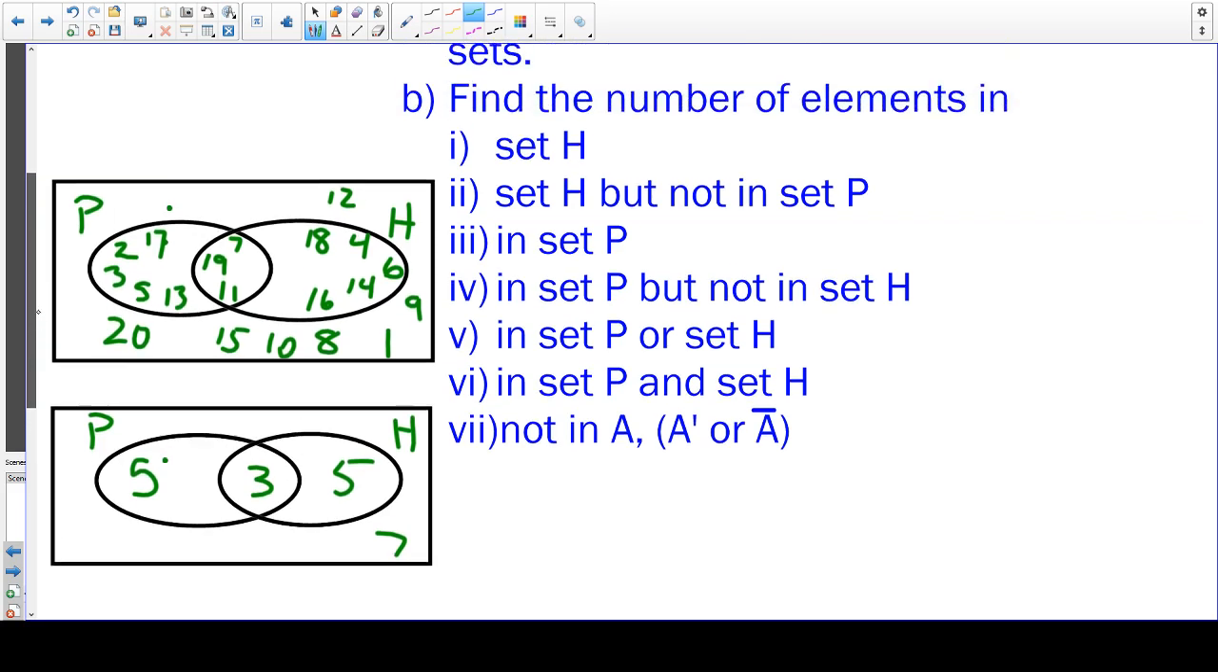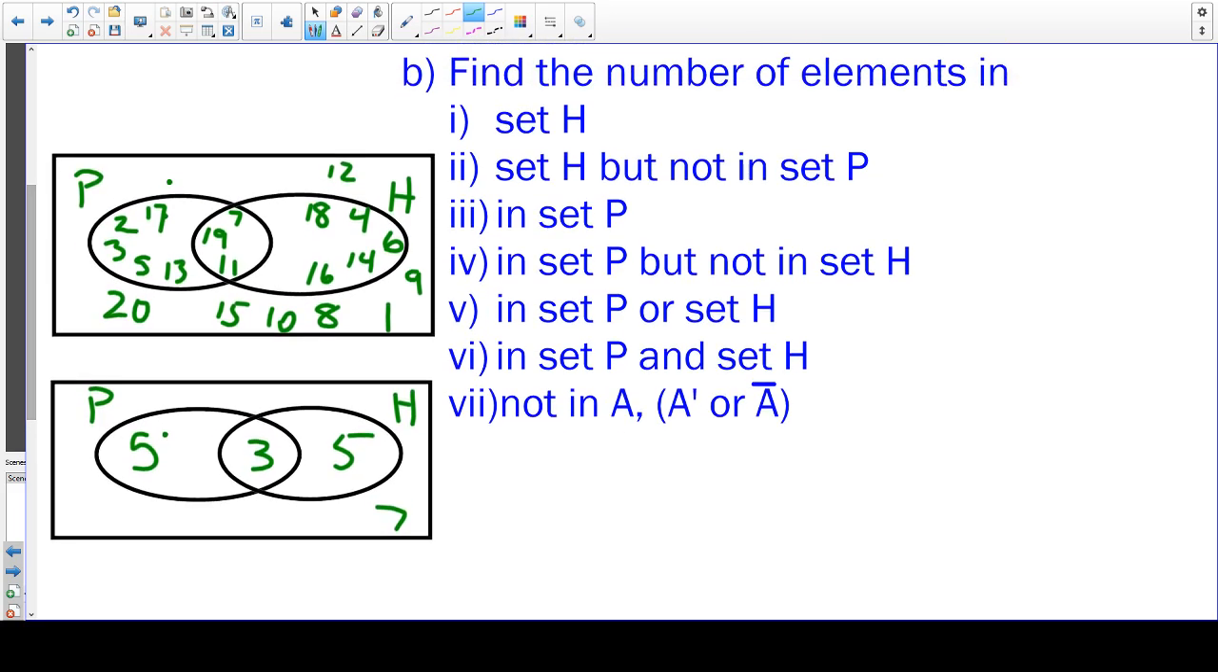I think they get a little tougher as we go, but how many are in set H? How many numbers are in set H? 5. 8. Well? 8. Set H is anywhere in that circle of H. It's 8. Right?